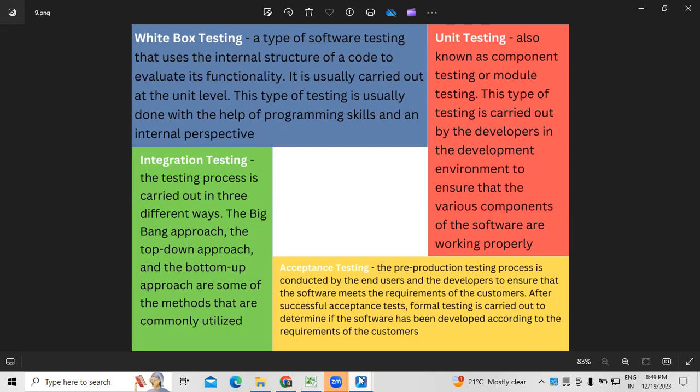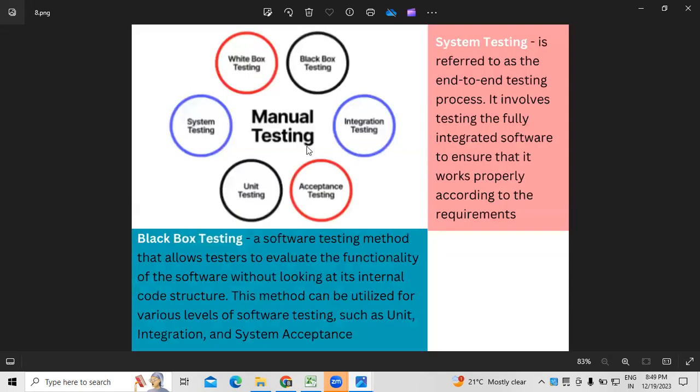Now, after white box testing, the next one is called black box testing. Majorly, black box testing is what allows the testing team to evaluate the functionalities of the software. But make sure black box testing never gets into the internal code structure, because it is not required when we are working on black box testing. Whereas in white box testing, that was the case. If you are working on white box testing, you look at the internal structure of the code so that we can evaluate the functionality.